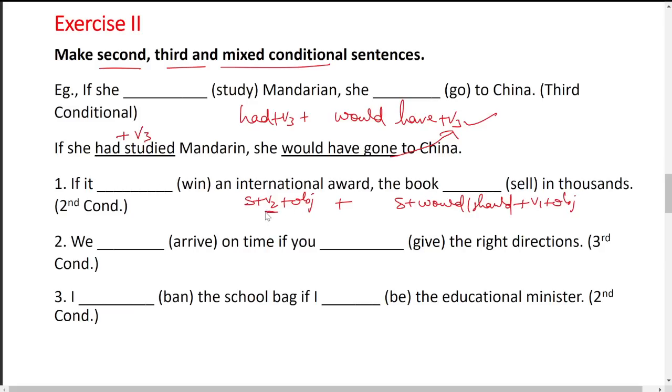Now, the if clause must be used with V2. What is the V2 for win? It must be won. If it won an international award, the continuation must be would or should plus V1. What can we use here in the continuation? You can go with: the book ___ in thousands. The book would sell in thousands. Okay, so we are using would, again V1, and in thousands is the object.